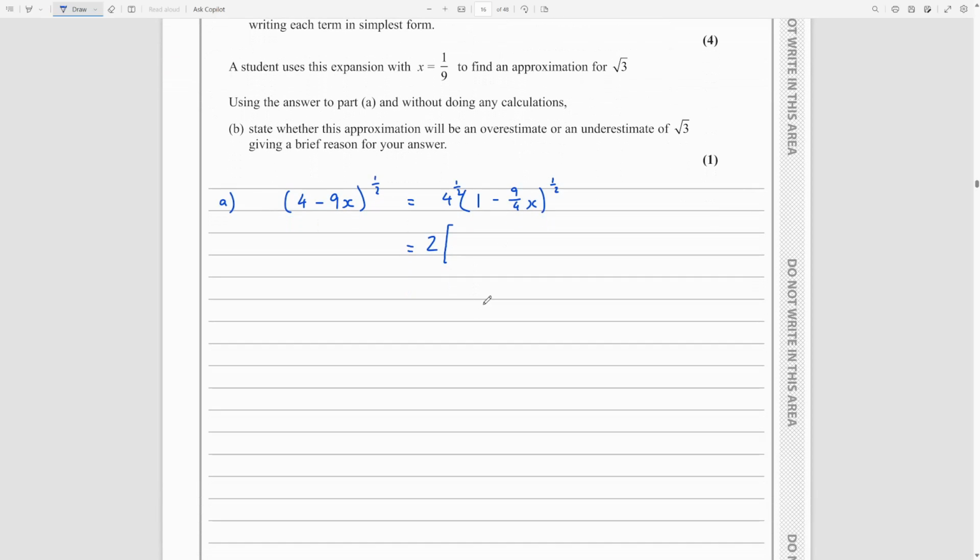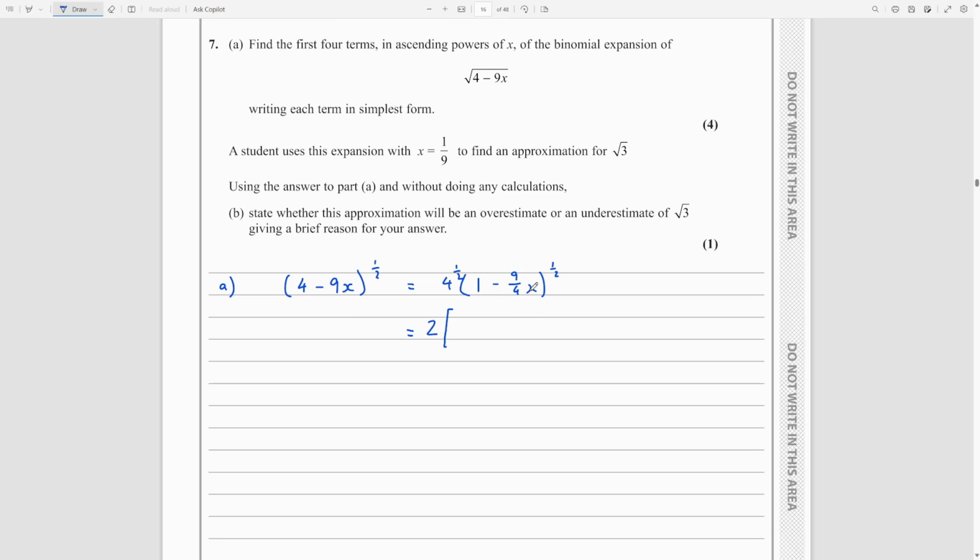The binomial formula says that the expansion of 1 plus ax, all to the power of n, is 1 plus n times ax, plus n times n minus 1, so half times half minus 1, which is minus a half, multiplied by my ax term squared over 2. I didn't give myself enough room here, so I'll keep going here: plus n times n minus 1 times n minus 2 times my ax term, minus 9 over 4x, cubed, all over 3 factorial, which is 6. Okay, there's the first 4 terms.